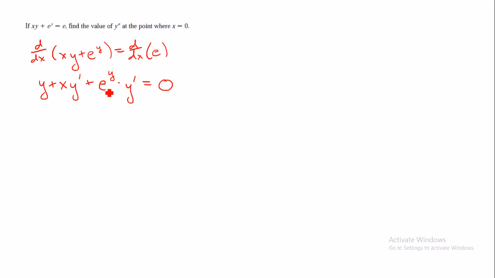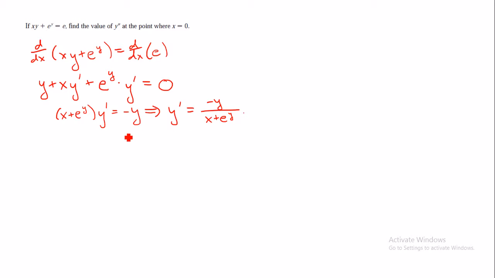And now I need to take another derivative. So let's see. Do I want to solve for y prime? Let's go ahead and do that. Yeah, sure. So I'm going to first say this is x plus e to the y times y prime equaling negative y. Right, collecting terms and then moving to negative y, and then dividing both sides by this coefficient of y prime. I get y prime equals negative y over x plus e to the y.